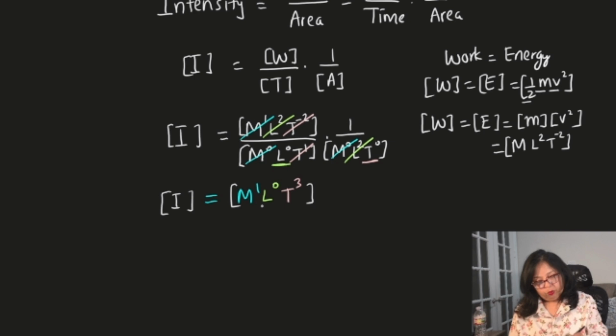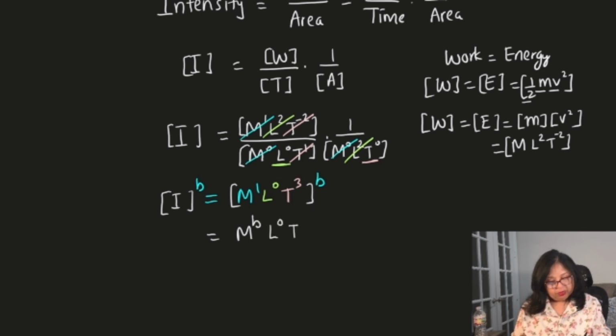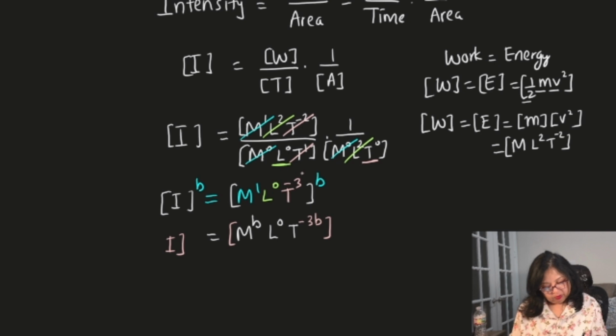However, what we want is dimensional formula for I to the power b. So raise this to the power b on both sides, and that will give you m to the power 1 times b is b, L to the power 0, t to the power, by the way, this is negative 3 here, negative 3b. This is I to the power b.